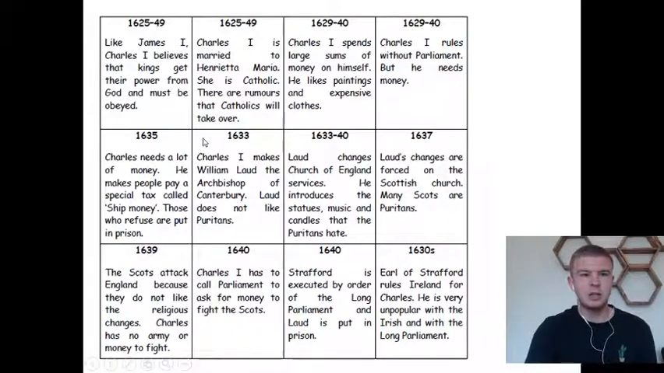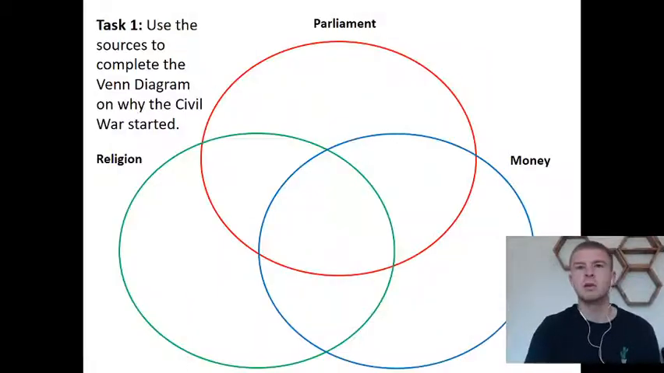Let's start off with this one here. Charles needs a lot of money. He makes people pay a special tax called ship money. Those who refuse are put into prison. So that's nice and clear. It's all about money, so that's going to go into this section here. However, there might be some that are not just to do with one category, they are to do with more than one. So for instance, if it fitted in with Parliament and religion, it would go into this section here. If it was to do with Parliament, religion and money, then it would go into the middle section.